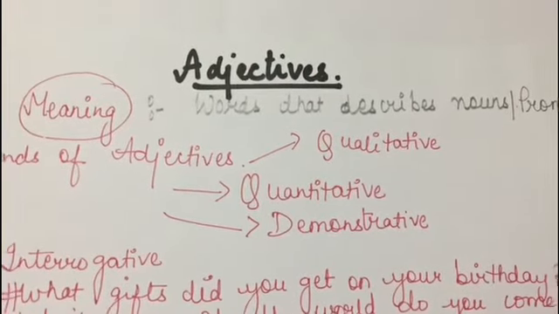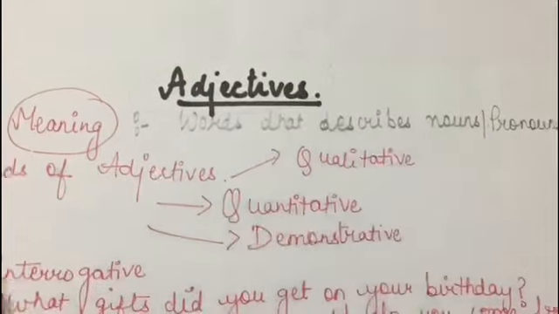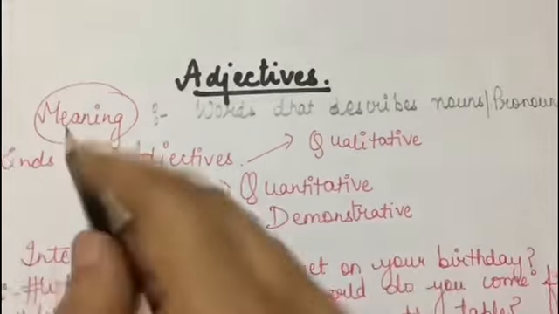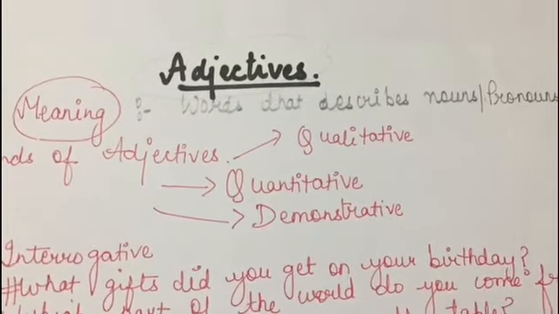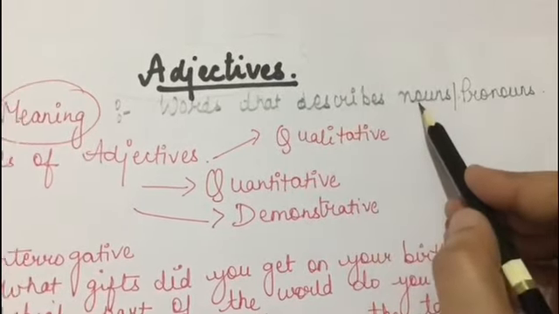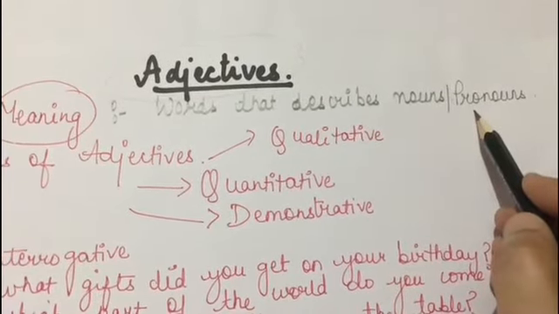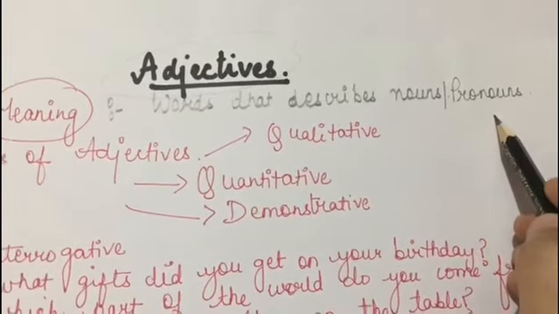So, good morning, class. Today we'll be revising adjectives. That is one of the topics of your English grammar. So, first, let us start with the meaning of what an adjective basically is. Words that describe or qualify nouns or pronouns. That is, they tell us something more about a noun or a pronoun, and are basically known as adjectives.